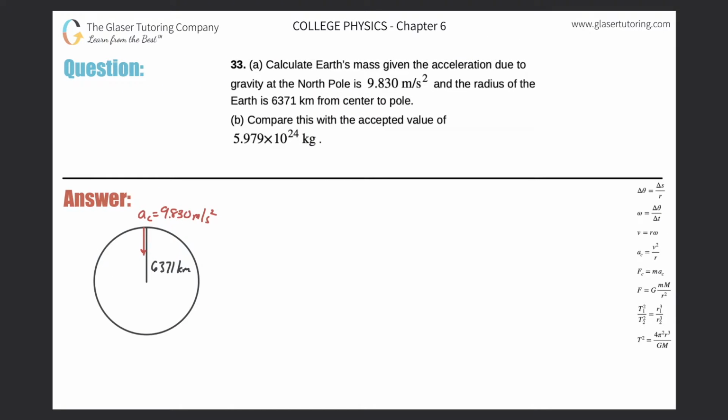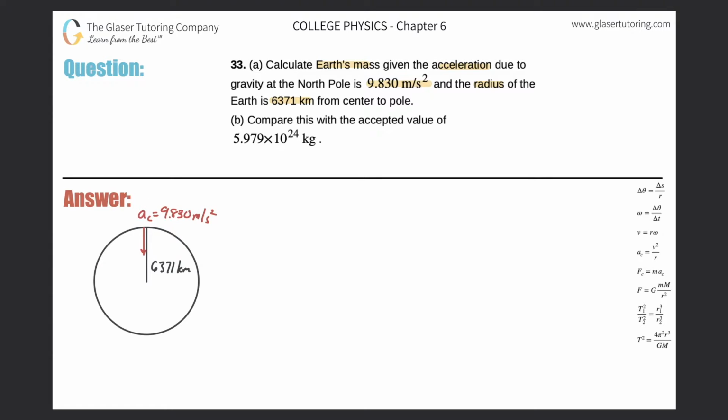Number 33, letter A. Calculate Earth's mass given the acceleration due to gravity at the North Pole of 9.830 meters per second squared, and the radius of Earth is 6,371 kilometers from center to pole. So here's my little picture. Here's the radius. Here's the acceleration. Remember, the acceleration due to gravity always points to the center, and therefore I can call it the centripetal acceleration.